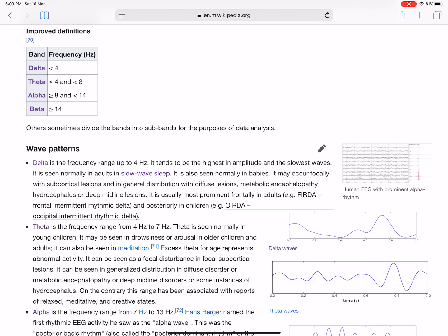Theta waves. Theta is the frequency range from hertz to hertz. Theta is seen normally in young children. It may be seen in drowsiness or arousal in older children and adults. It can also be seen in meditation. Excess theta for age represents abnormal activity. It can be seen as a focal disturbance in focal subcortical lesions.